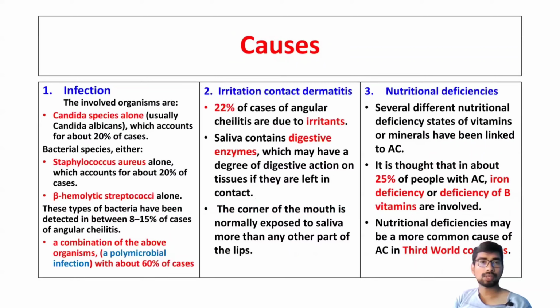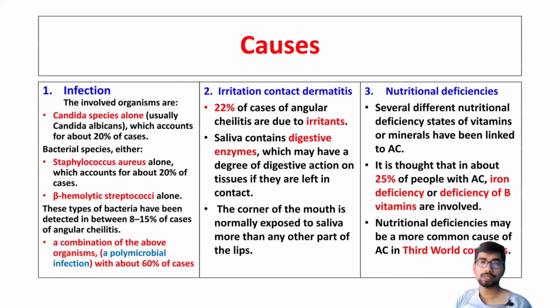Causes, as discussed: the organisms involved in infection are Candida albicans, and bacterial Staphylococcus aureus and beta hemolytic streptococci. These types of bacteria have been detected in 8 to 15% of cases. A combination of the above organisms, a polymicrobial infection, is seen in about 60% of cases. Irritation with contact: due to irritants, saliva containing digestive enzymes will cause this. The corner of the mouth is normally exposed to saliva more than any part of the lips. Nutritional deficiencies are found in 25% with angular cheilitis: iron deficiency and deficiency of vitamin B.